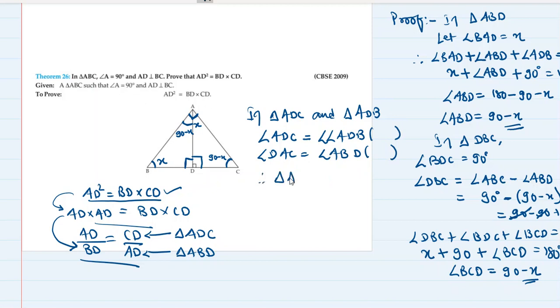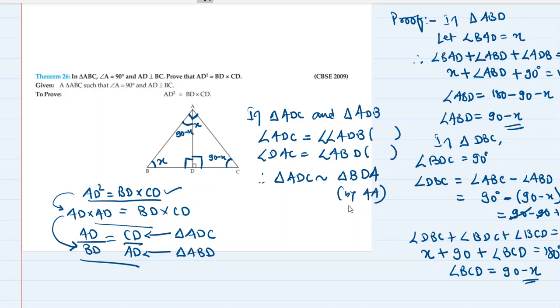Therefore, triangle ADC is similar to triangle... now the name with the help of correspondence. In triangle ADC, A is x, and in triangle ABD, B is x. So A is corresponding with B. In triangle ADC, D is 90. In triangle ABD also, D is 90. And in triangle ADC, C is 90 minus x. In triangle ABD, A is 90 minus x. So here A will come. So by AA similarity, these two triangles are similar.